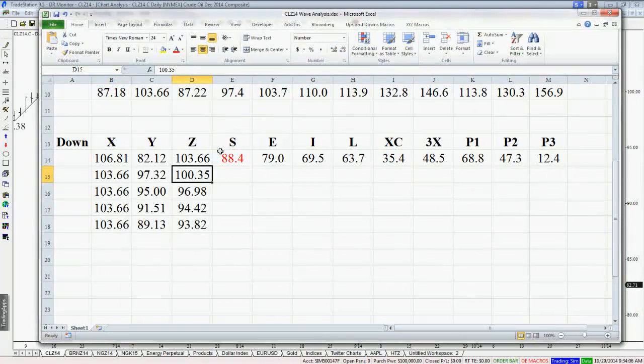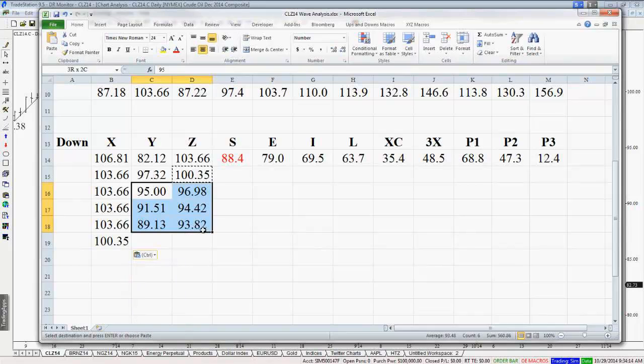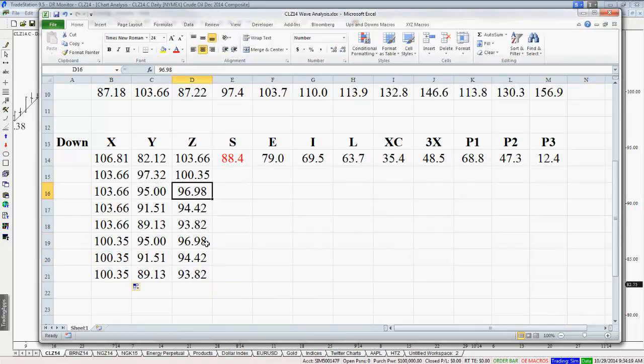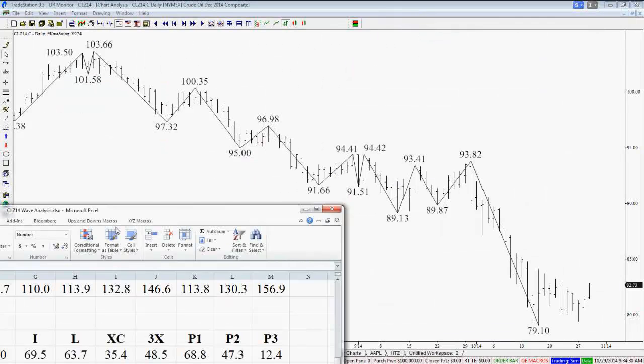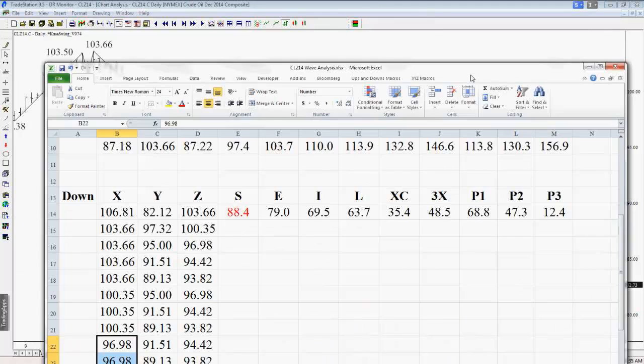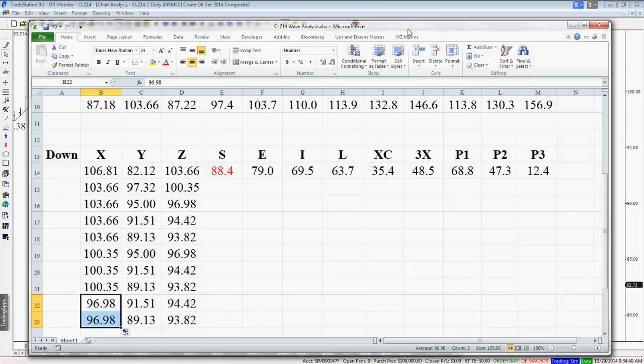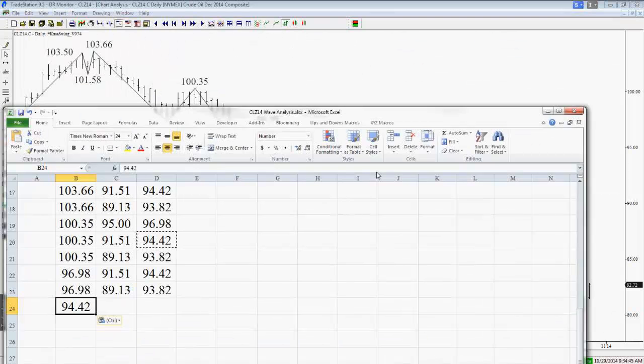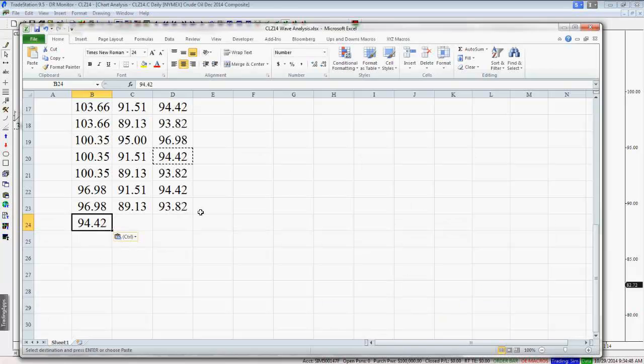So what I can do in my spreadsheet to save myself a little bit of time is take the 100.35 and then all of the waves down from that point, not including this 97.32 because that wouldn't be a valid wave. I can cascade those down. Then our next point is going to be 96.98. All right, so I can take the 96.98 and I can grab these waves to give us a cascade, and then down from the 94.42. Really, the only one left there, down from the 94.42, was the 89.13.